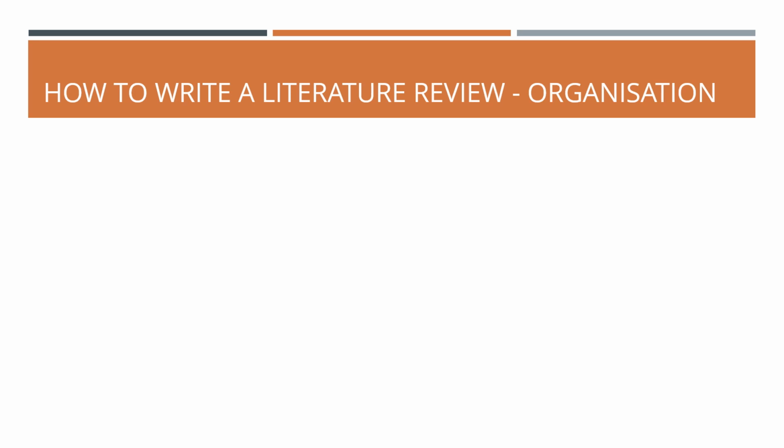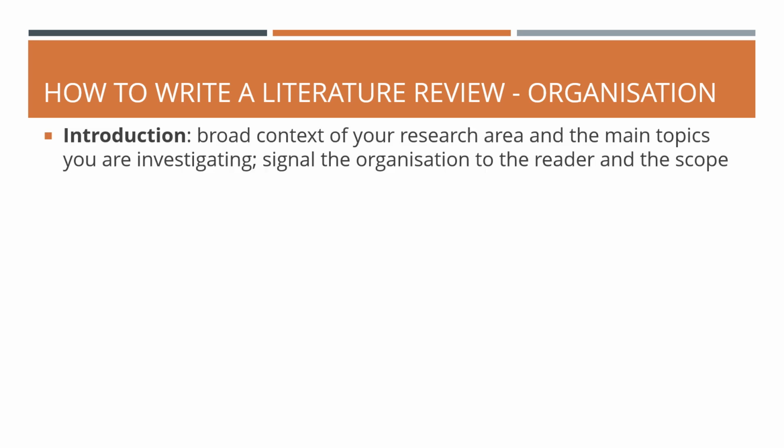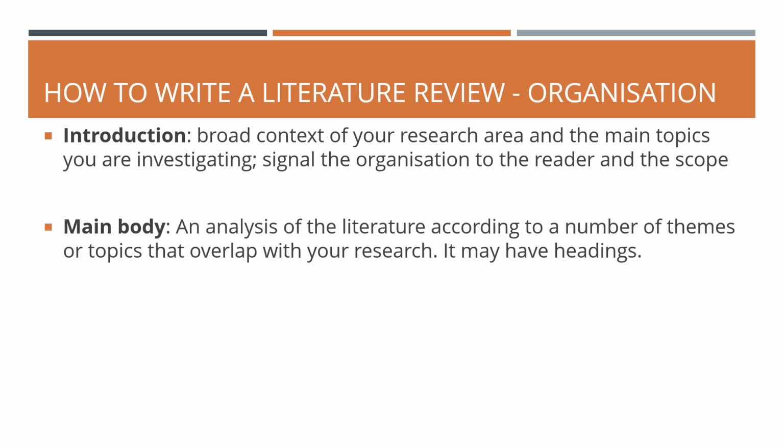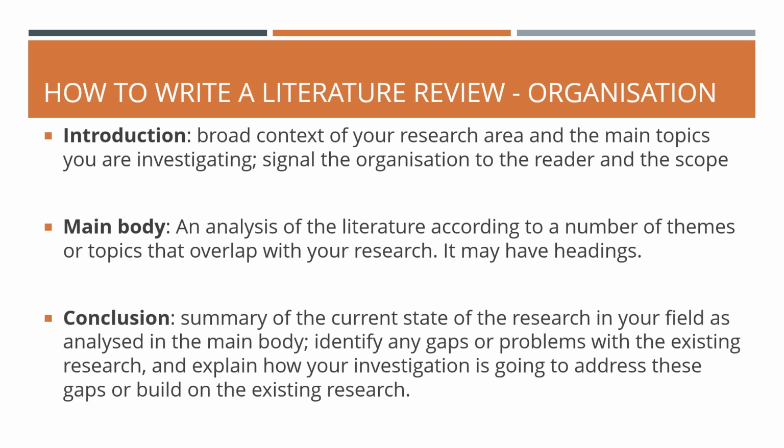So how do you write a literature review in terms of organization? Well, you need to have an introduction wherein you write the broad context of your research area and the main topics you're investigating. You need to have a main body, which is an analysis of the literature according to a number of themes or topics that overlap with your research. And you need to have a conclusion, which is a summary of the current state of the research in your field as analyzed in the main body. Identify any gaps or problems, and explain how your investigation is going to address these or build on the existing research.